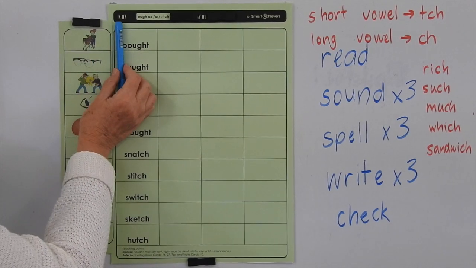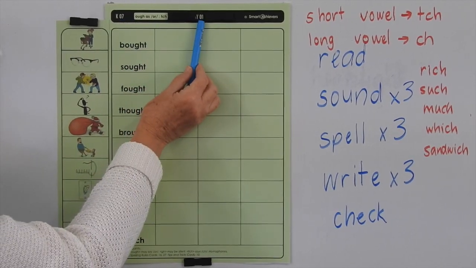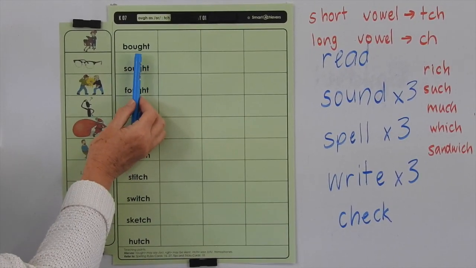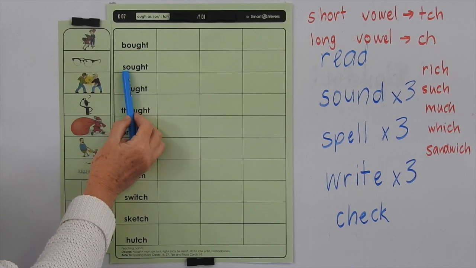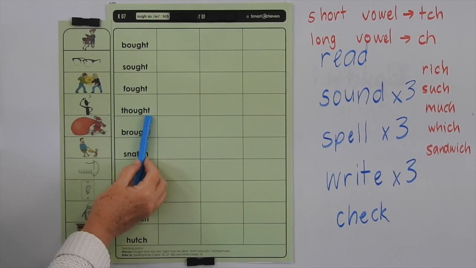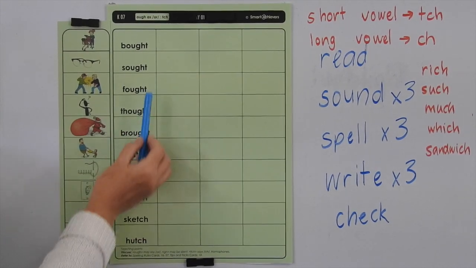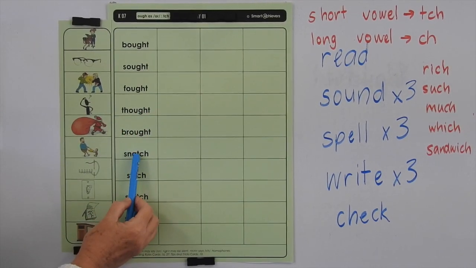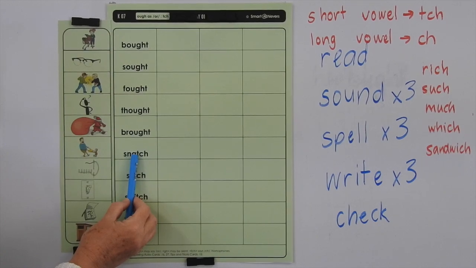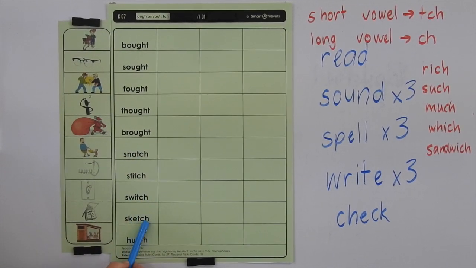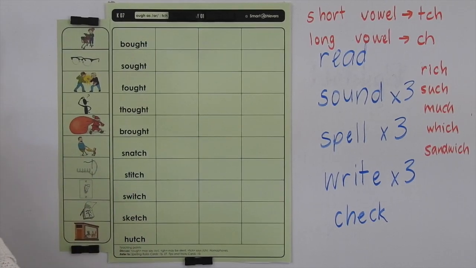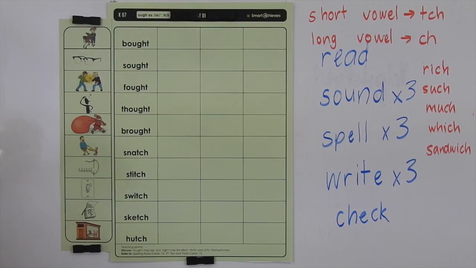This is level K, list 7, and we're doing day 1. Here we've got the OUGH saying or, as in bought, sought, fought, thought, brought. And we're also looking at the TCH after a short vowel. So we're going snatch, stitch, switch, sketch, hutch. So let's go back and highlight those letters.